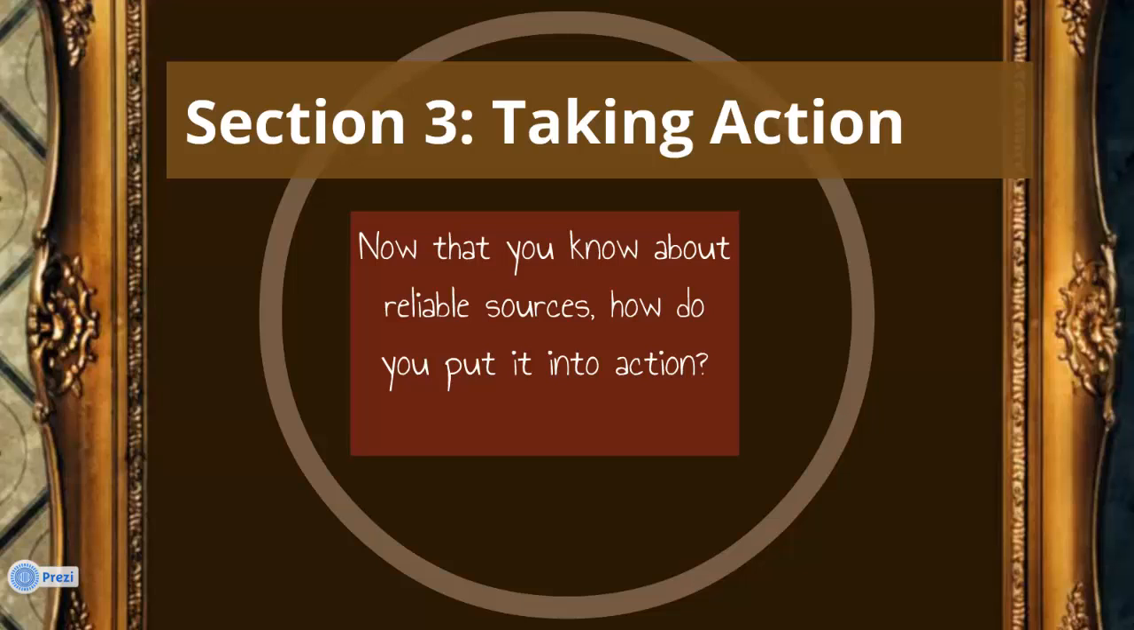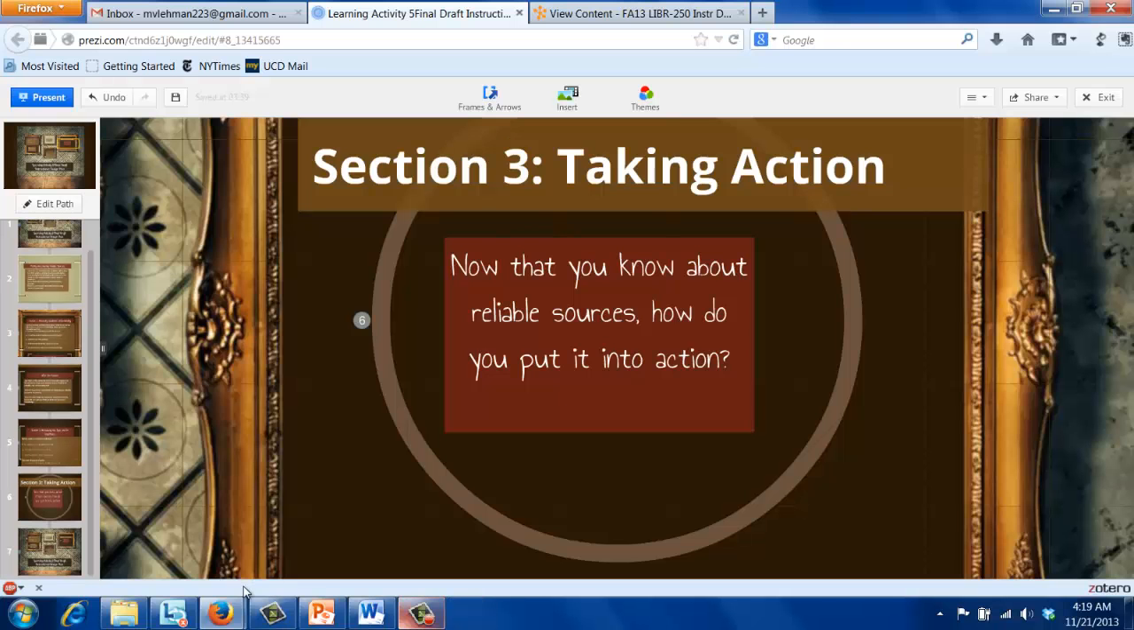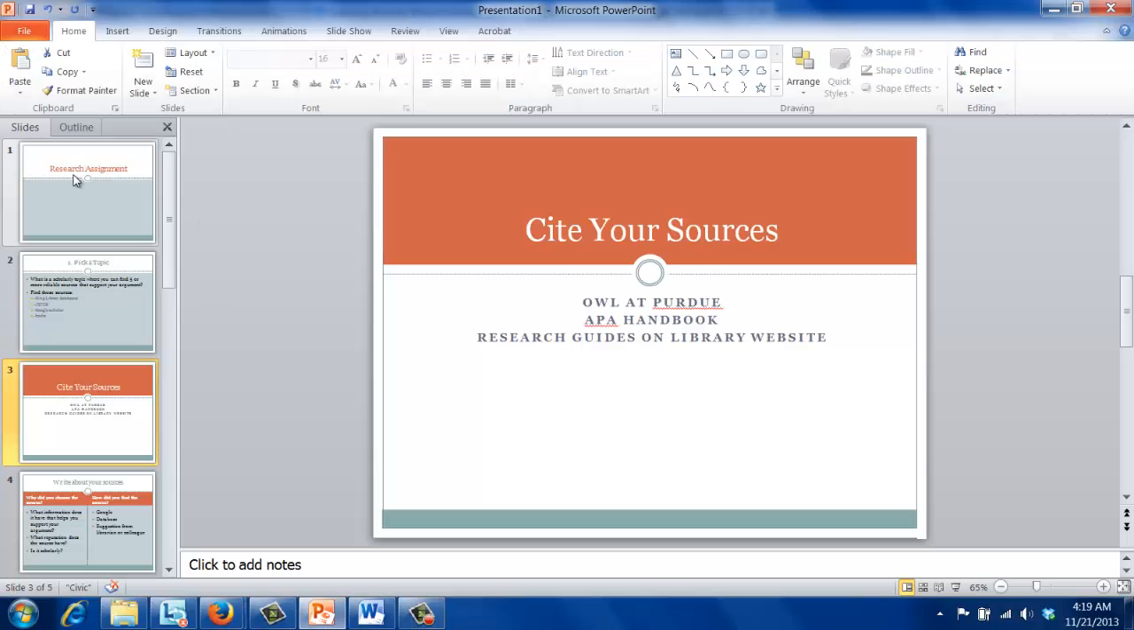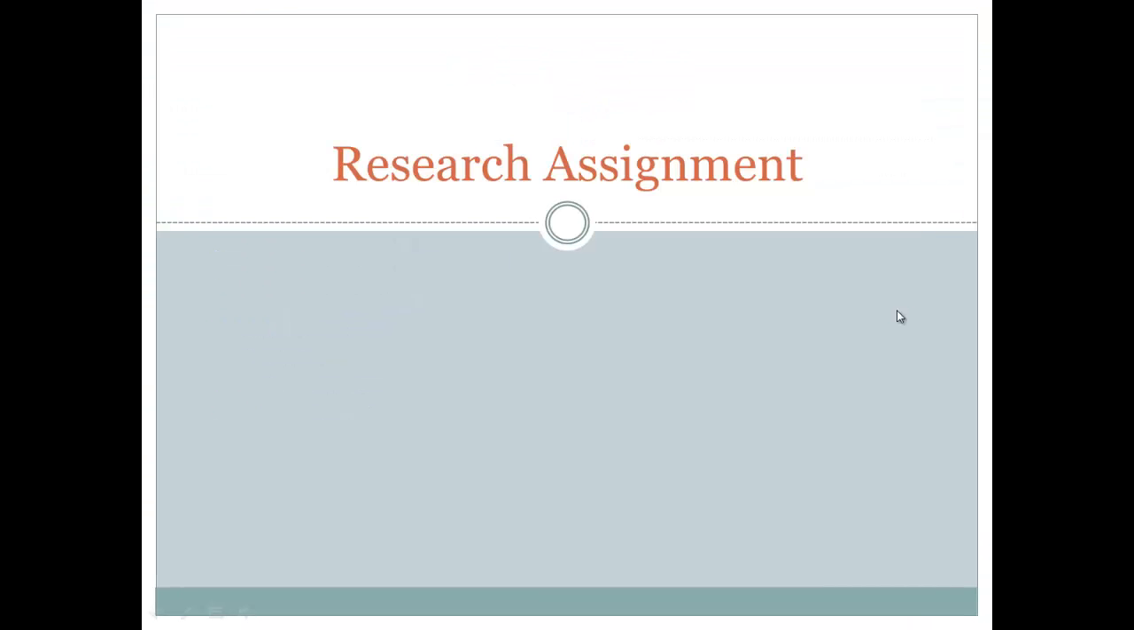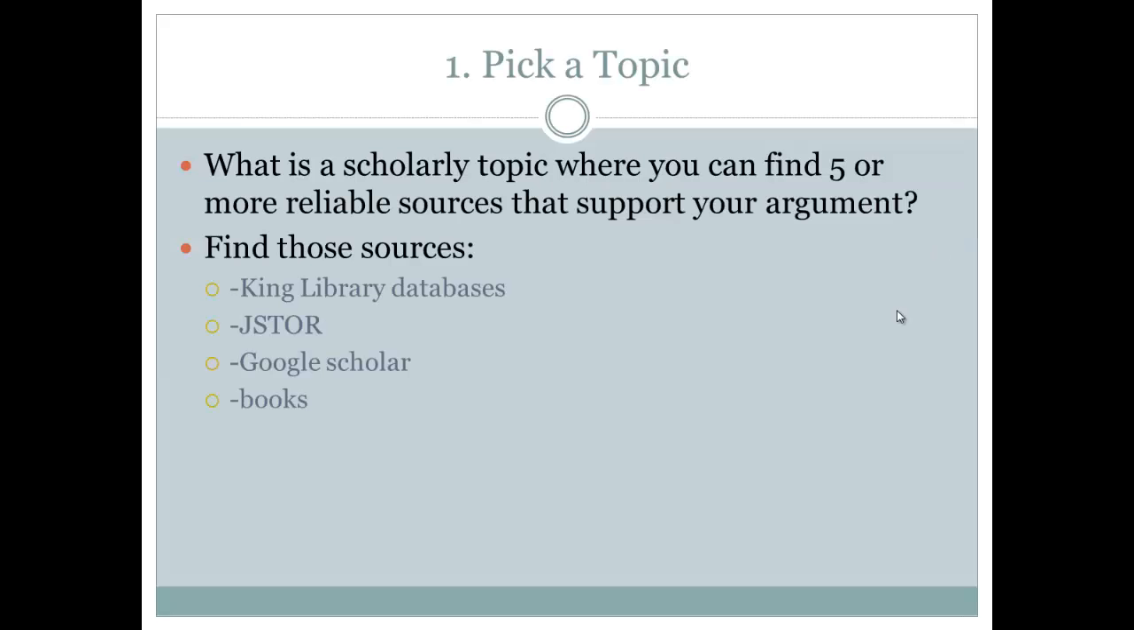Now that you know about reliable sources, how do you put it into action? You will assign a research assignment. Number 1, pick a topic. What is a scholarly topic for which you can find 5 or more reliable sources that support your argument?